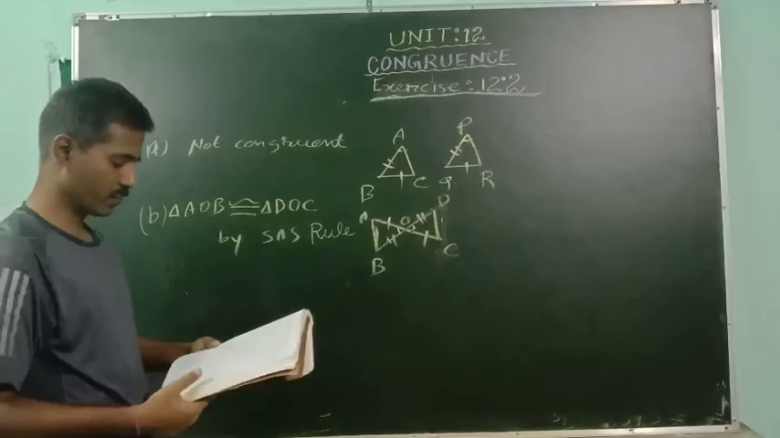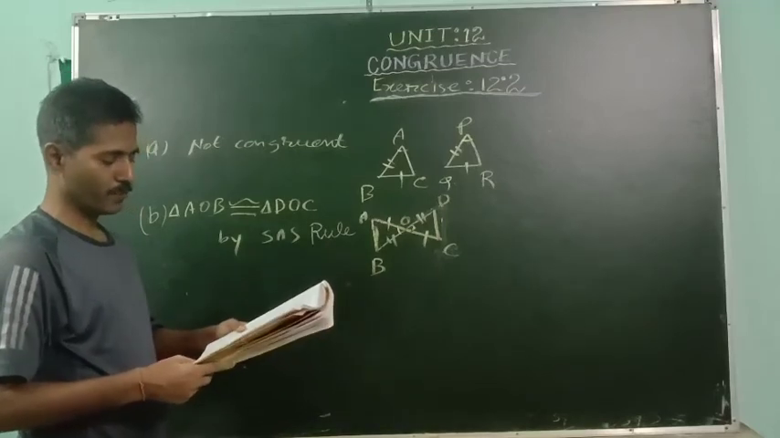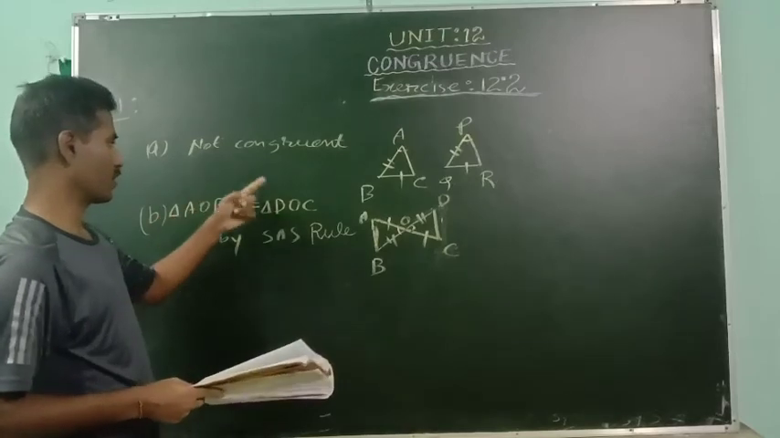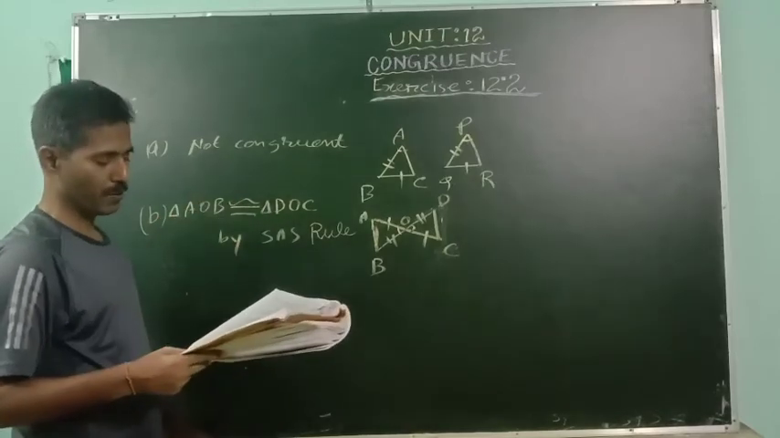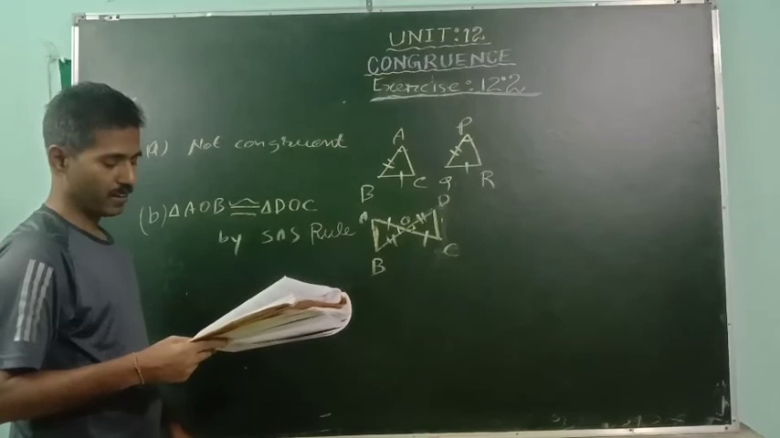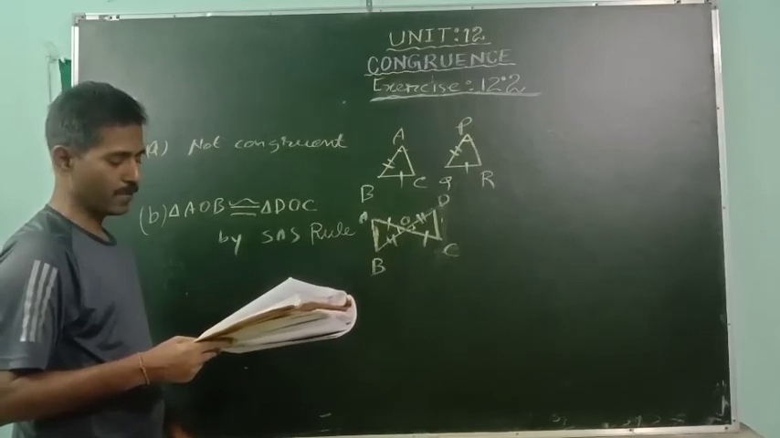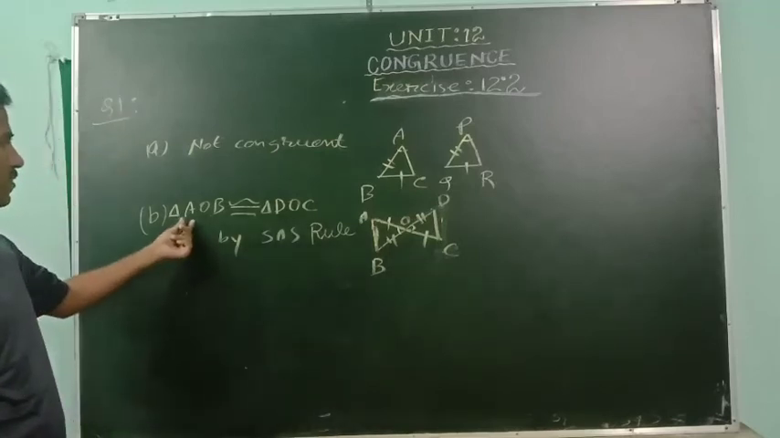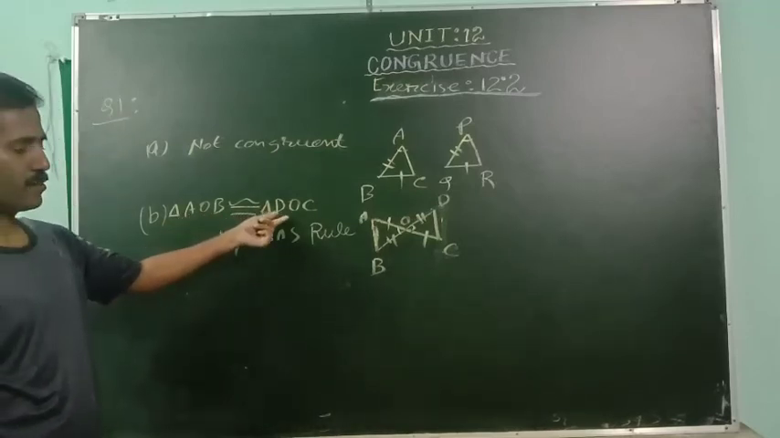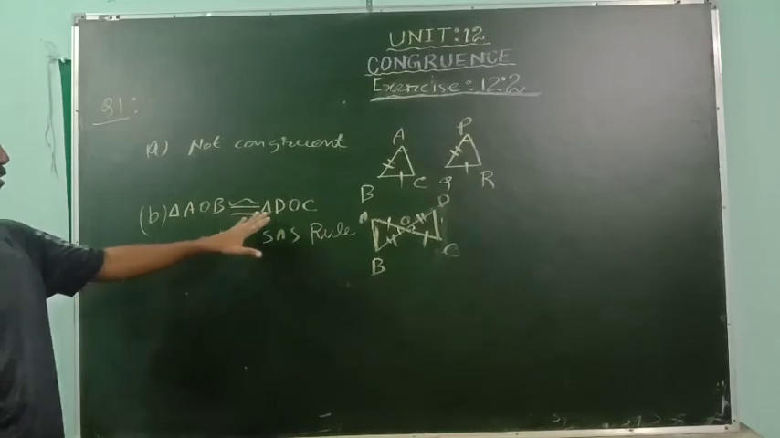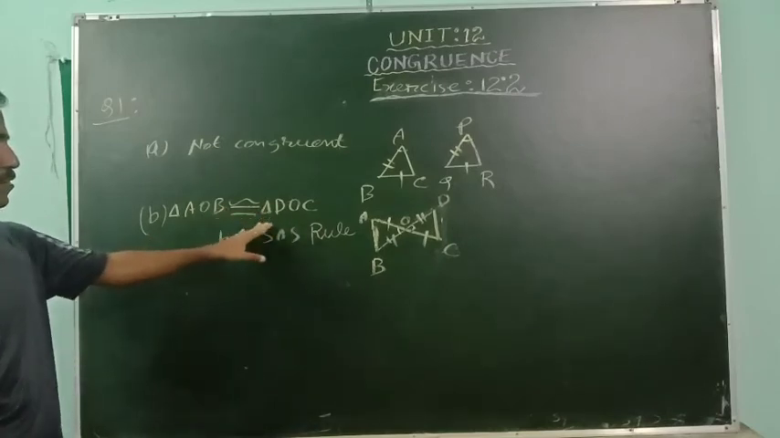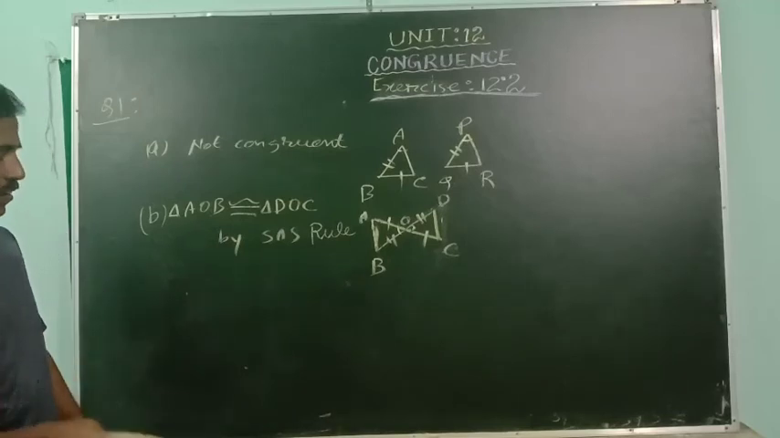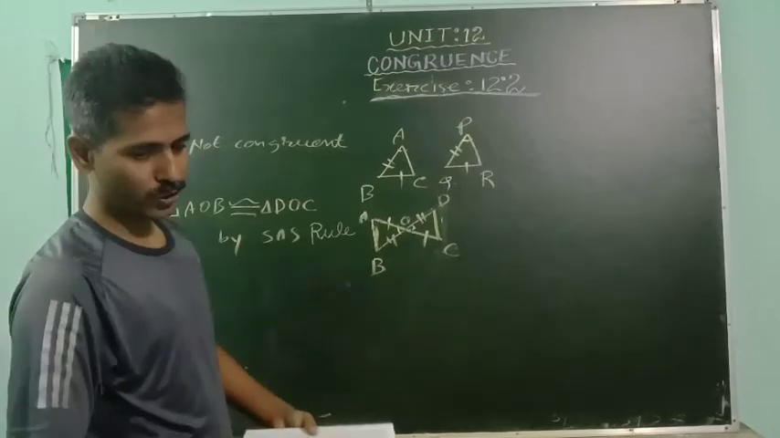In the question it is asked, check which of the following pairs of triangles are congruent. Sub question A we got not congruent. Sub question B we got congruent. And the question says, name the congruence rule used and write the names of the congruent triangles. So the congruent triangles are AOB and DOC. These two triangles are congruent to each other by the SAS rule. Like this you proceed on the next question.